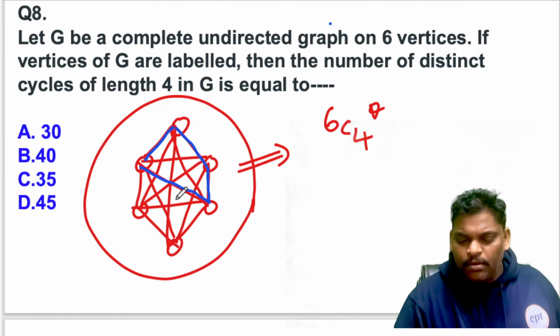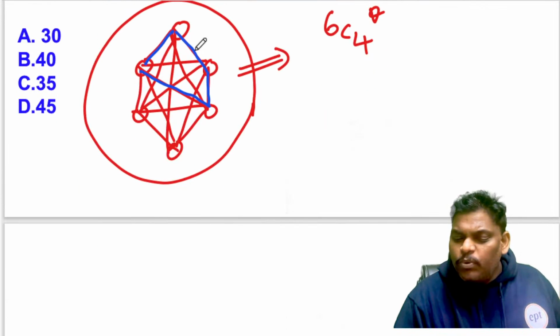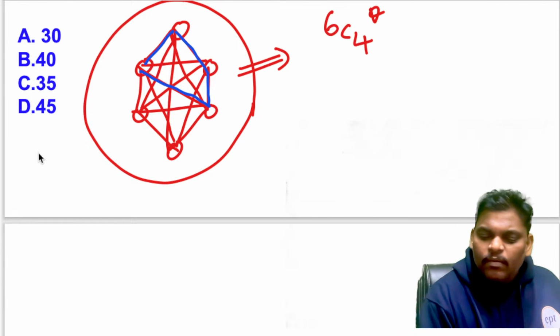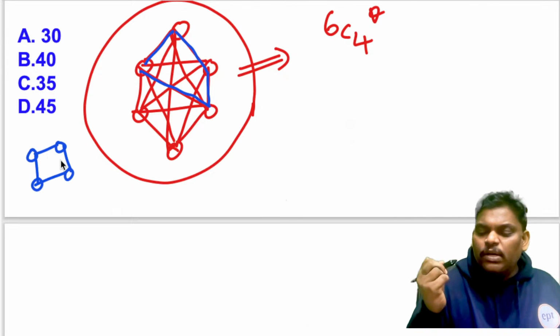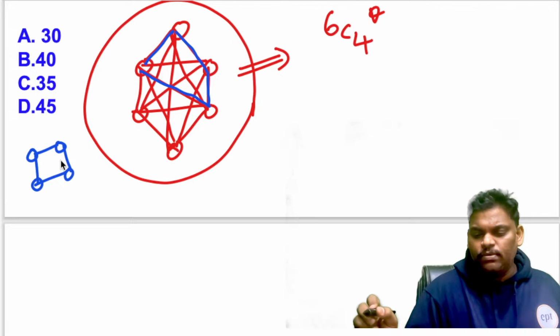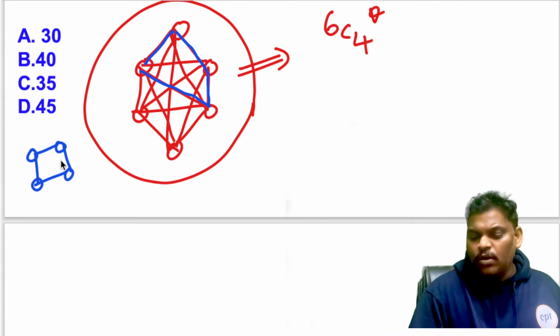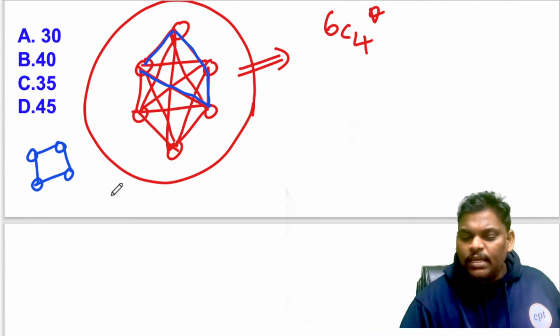We have to calculate. Now listen, out of 6 vertices, I have to select 4 vertices first, because a 4 length cycle exists between 4 people. So out of 6 people, select 4 people first, 6C4. Now between 4 people, how many cycles are possible?